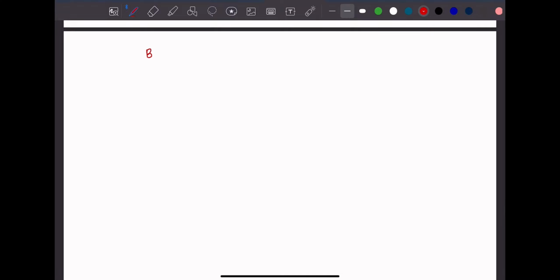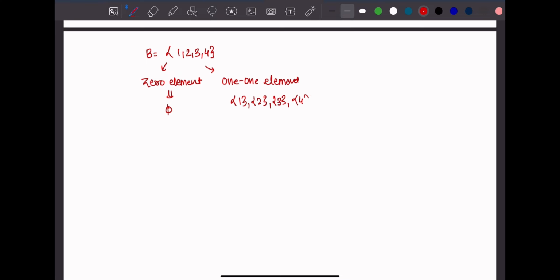Suppose we have a set B in which we have elements 1, 2, 3 and 4. I can choose zero elements also. If I choose zero elements, that is φ. We can choose one element also. If I choose one element, I'll get 1, 2, 3 and 4. Similarly, I can choose two elements also.